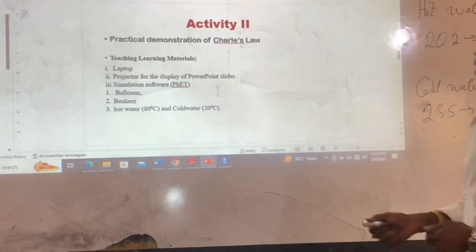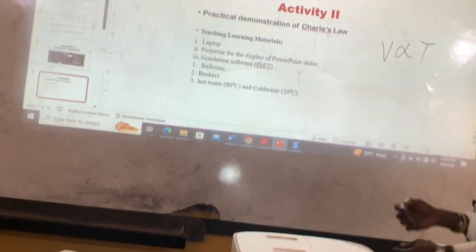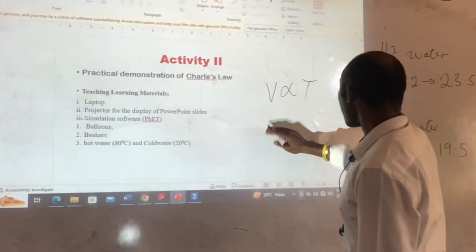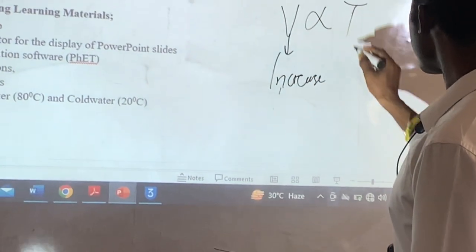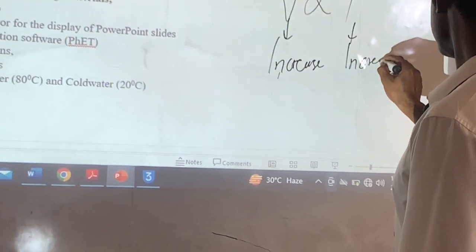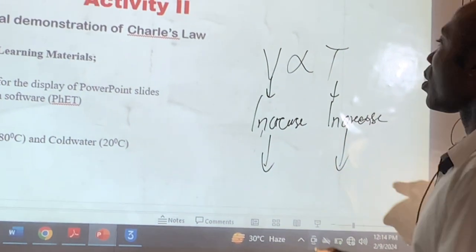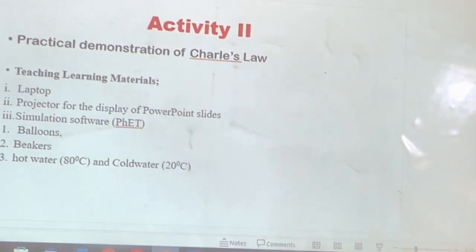Exactly. You can observe that there is a relation between volume and what? The temperature, isn't it? When the temperature increases, volume increases. When it decreases, volume decreases. Now, let's look at the mathematical version of this.